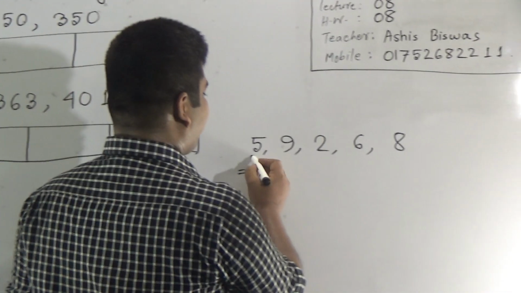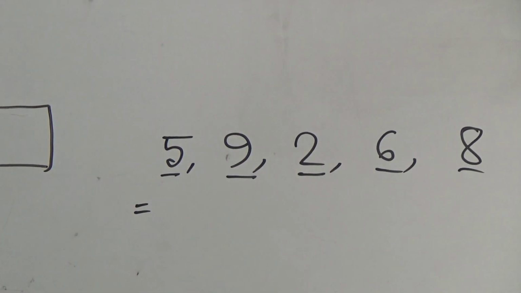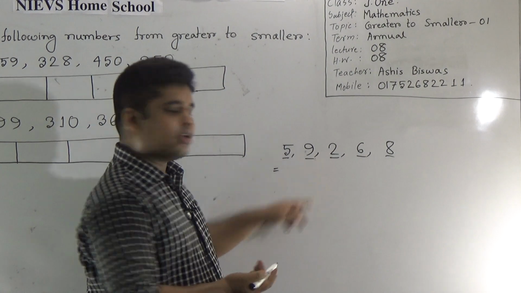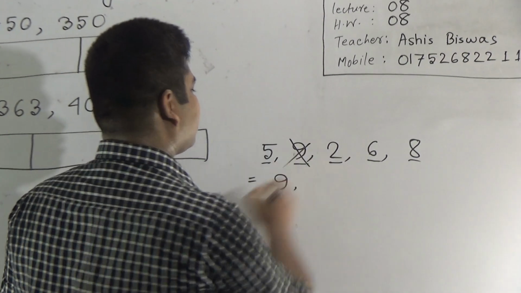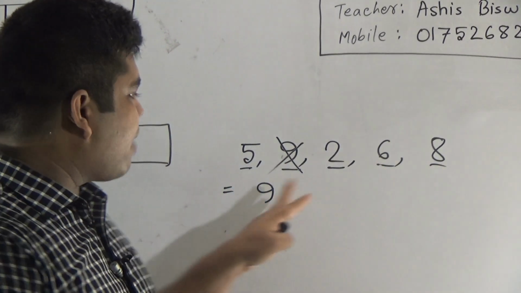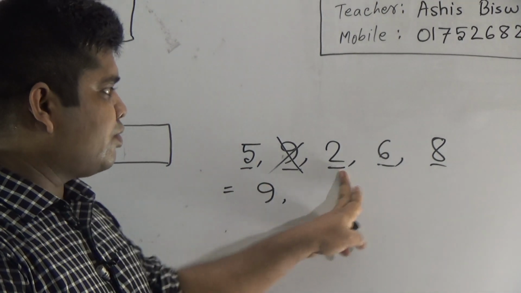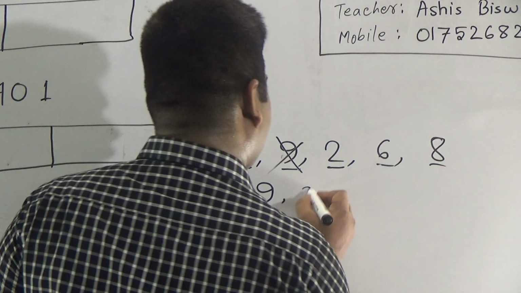Here 5, 9, 2, 6, 8. Among these 5 numbers, which number is greater? Greater number is 9. So I write 9 first. Okay. So 9 done. Next 5, 2, 6 and 8 left. Among these 4 numbers, which number is greater now? 5, 2, 6 or 8? It will be 8. And write 8.